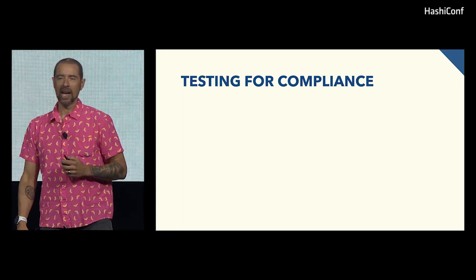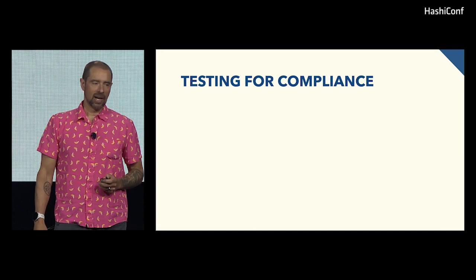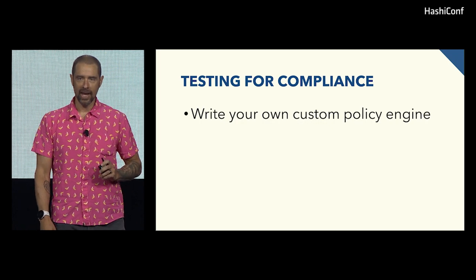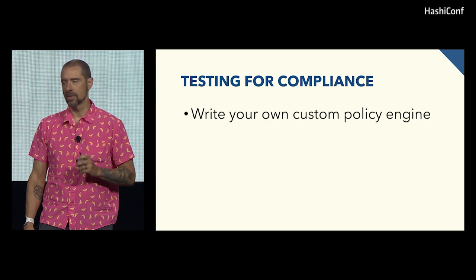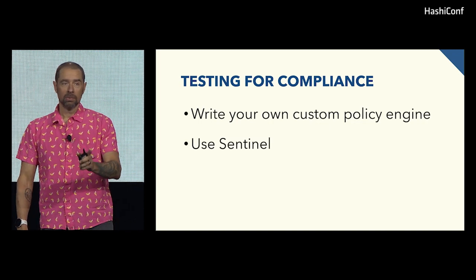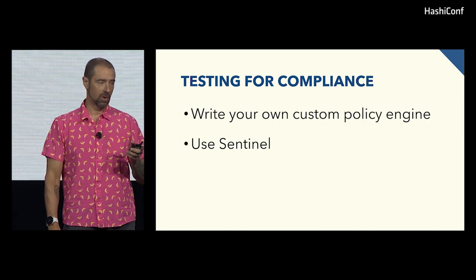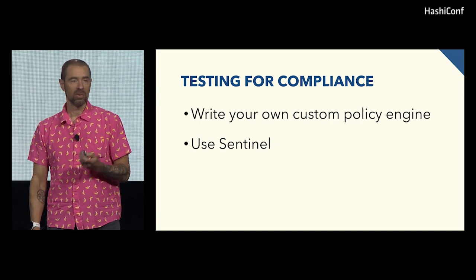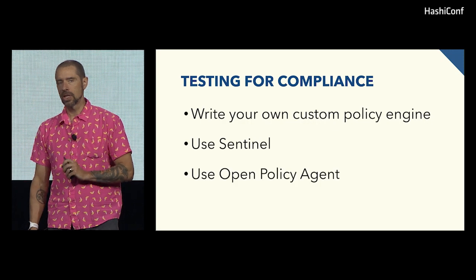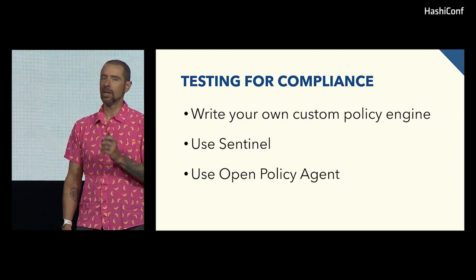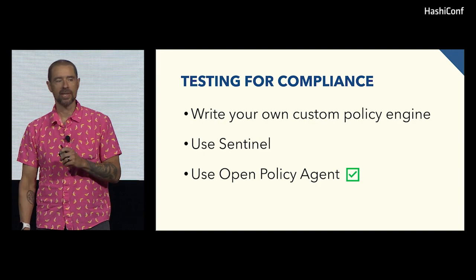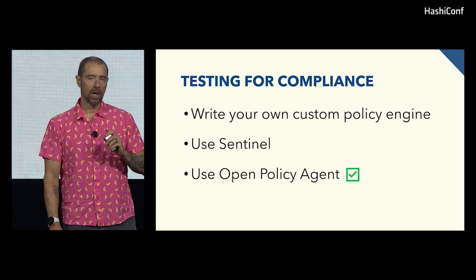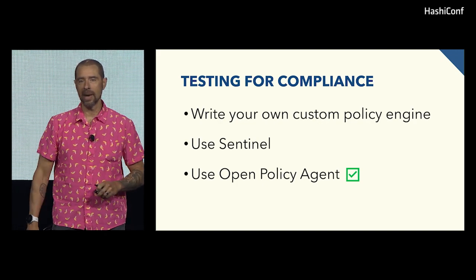What about testing for compliance? What are the options there? Well, you could write your own custom policy engine. That sounds awful. Don't do that. Friends don't let friends write custom policy engines. You can use Sentinel, if you have Enterprise Vault or Terraform. Not everybody's going to have that. I don't always have access to that. So the other option is to use Open Policy Agent. And I think you can guess which one I went with, which was Open Policy Agent. The thing about OPA is, if you've used it before, you know that the data input that it's expecting is JSON.